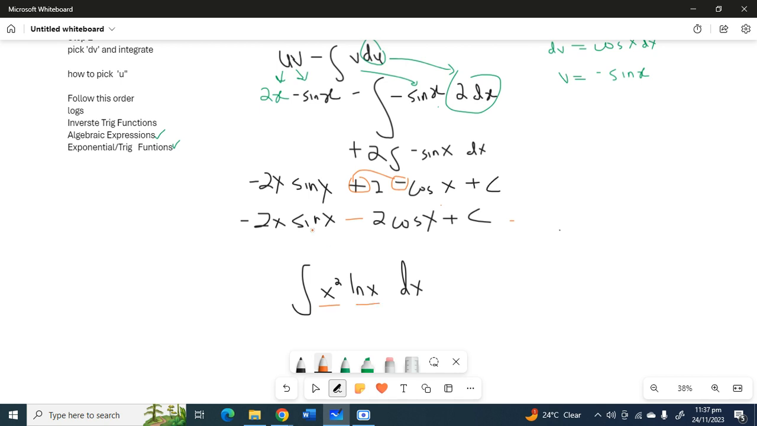So step one, we need to pick our u. So which one comes first? The log function comes first, then you have algebraic expressions that come second. So our u is going to be the natural log of x. When we differentiate u, that becomes du. When we derive the natural log of x, we get 1 over x dx.